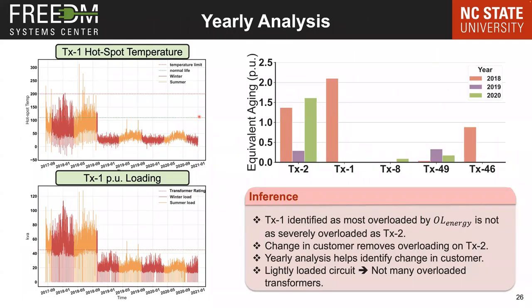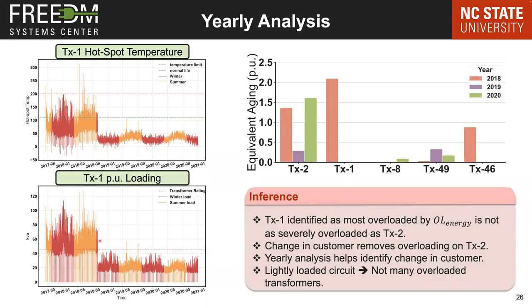Now, the transformer 1, which was rated number 1 in the base strategy, actually does have overloads. You can see it is about 2 per unit in 2018. But then the temperatures don't rise that significantly high, like we saw in the transformer 2. And basically, there is also this issue where there has been a change in customer around 2018 September. So the transformer is not overloaded anymore, which is also reflected in the temperature.